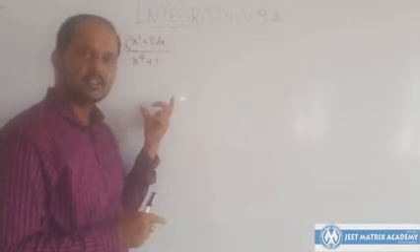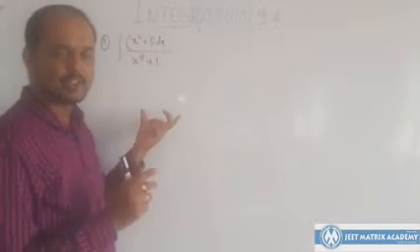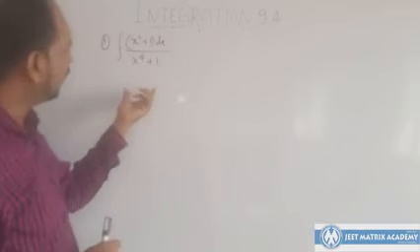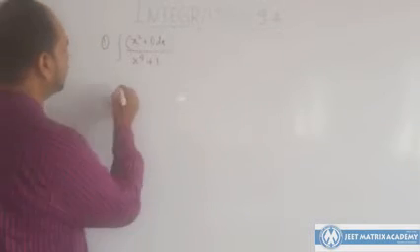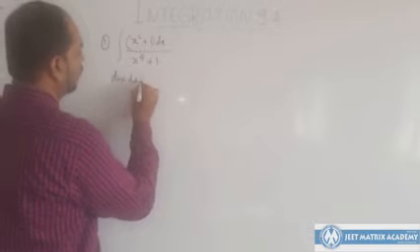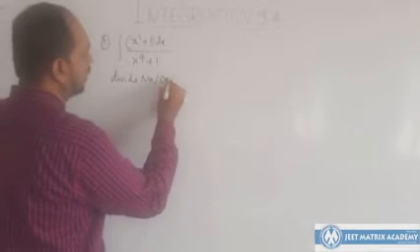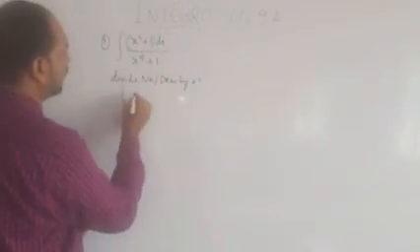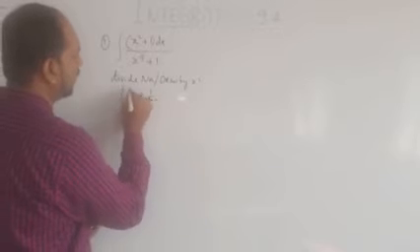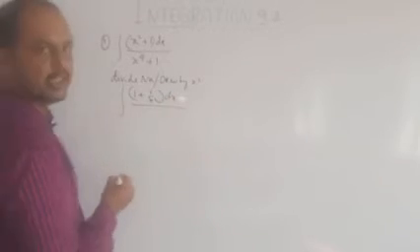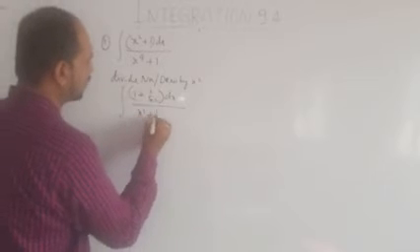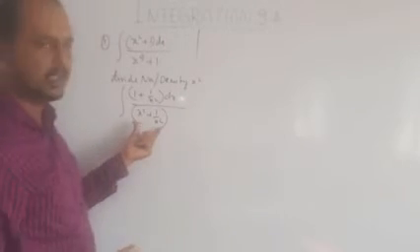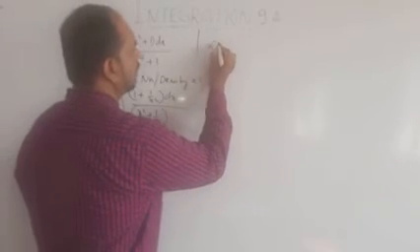So you should not be excited by looking at the question. Observe keenly, and something will strike in your mind. What I do is divide numerator and denominator by x square. What happens? The numerator becomes (1 plus 1 by x square) dx, divided by the denominator, which becomes x square plus 1 by x square. Am I right? Now I'll change the denominator into a whole square format.